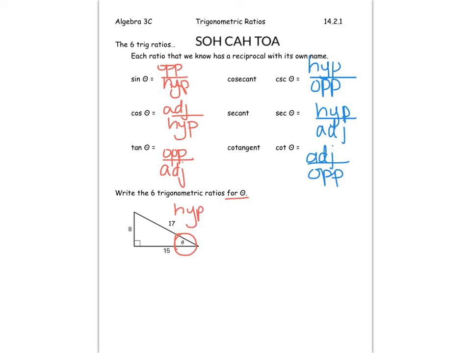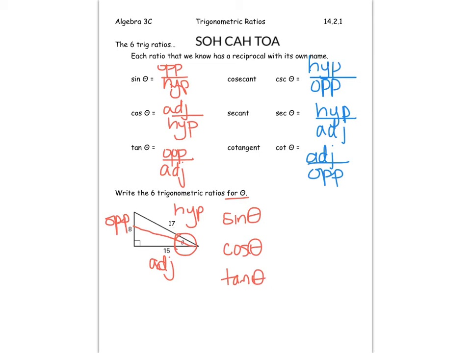And then opposite and adjacent have to be identified. If you can start at your angle and draw a line, the side you bump into is the opposite, and the side you're next to, the side you're touching, is the adjacent. So if we're going to do sine of theta, cosine of theta, and tangent of theta, we have to know our ratios.